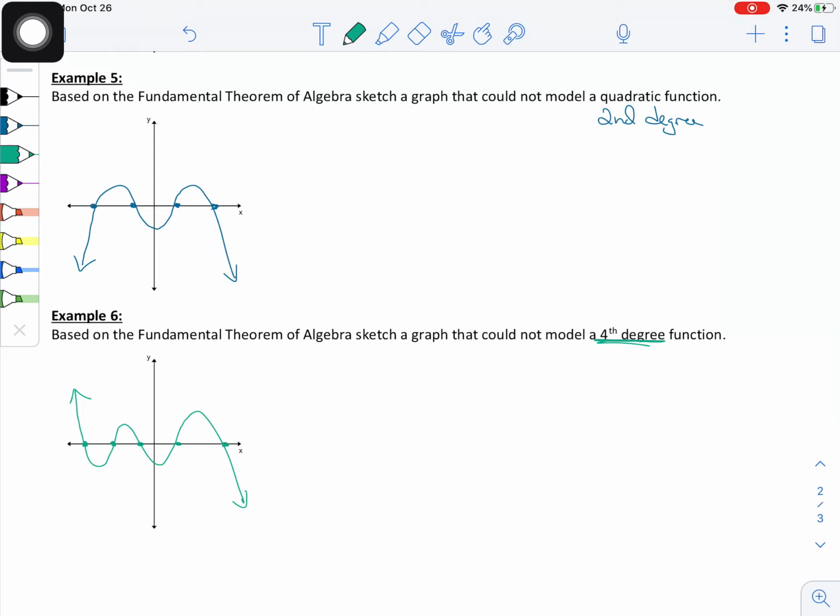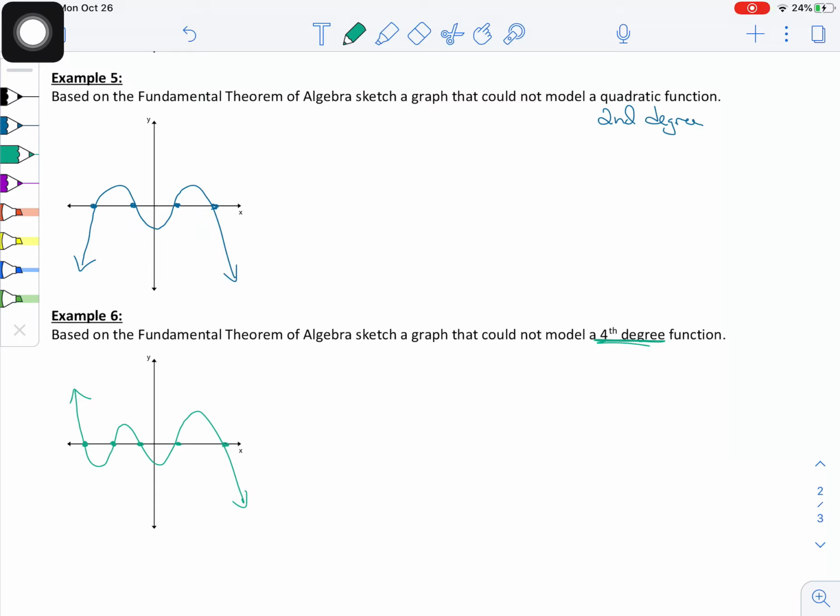One of the things we're going to talk about in the next unit is that it actually is possible for a fourth degree function to have graphically less than 4 zeros, because you could get into multiplicity and some other things. So the best way to show that these graphs don't work is to pick a value that's higher than the given degree. In example 5, it was a quadratic function, so I said a quadratic function cannot have 4 zeros. In example 6, it was a fourth degree function, so I went with something larger than that, 5 zeros.